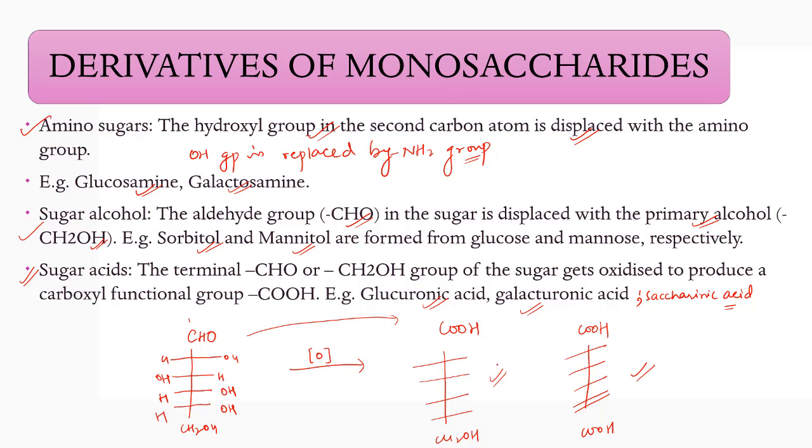When they are reduced, they are known as what? The alcoholic sugars, sorbitol and mannitol. So amino sugars: glucosamine, galactosamine. Alcoholic sugars: sorbitol, mannitol. And sugar acids: glucuronic acid, saccharinic acid, and galacturonic acid. Understood?